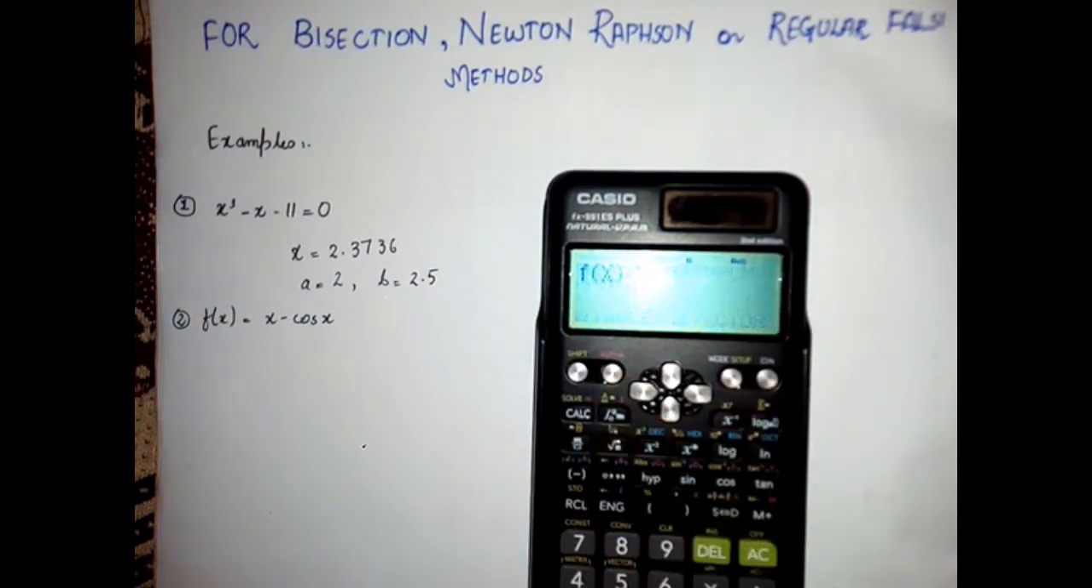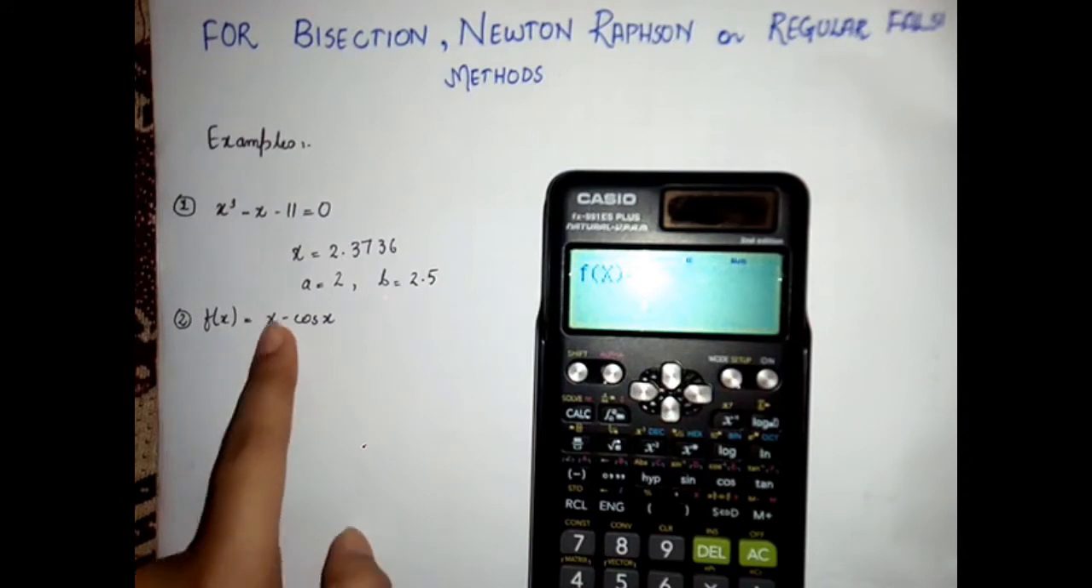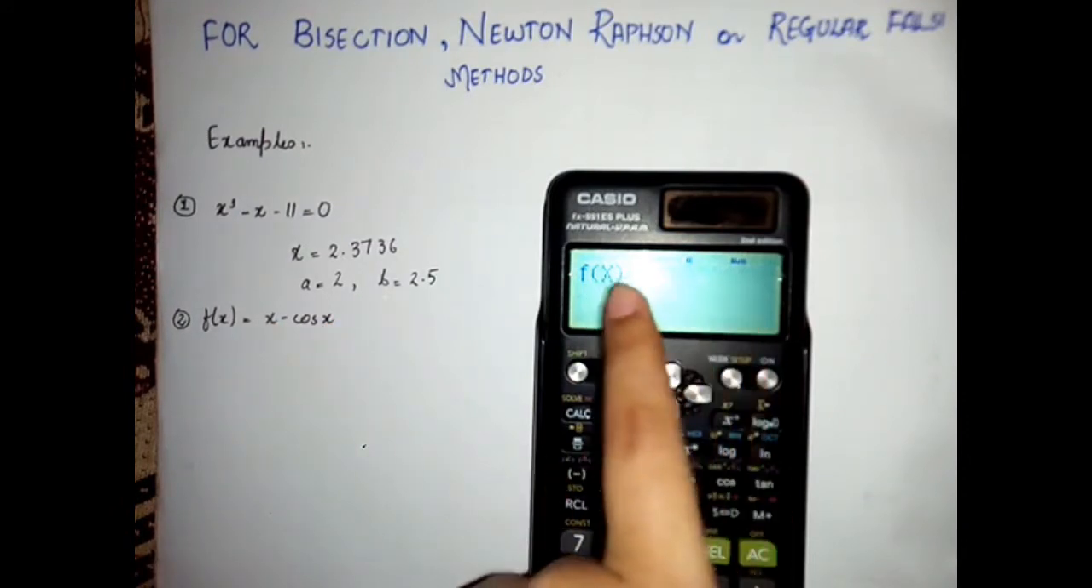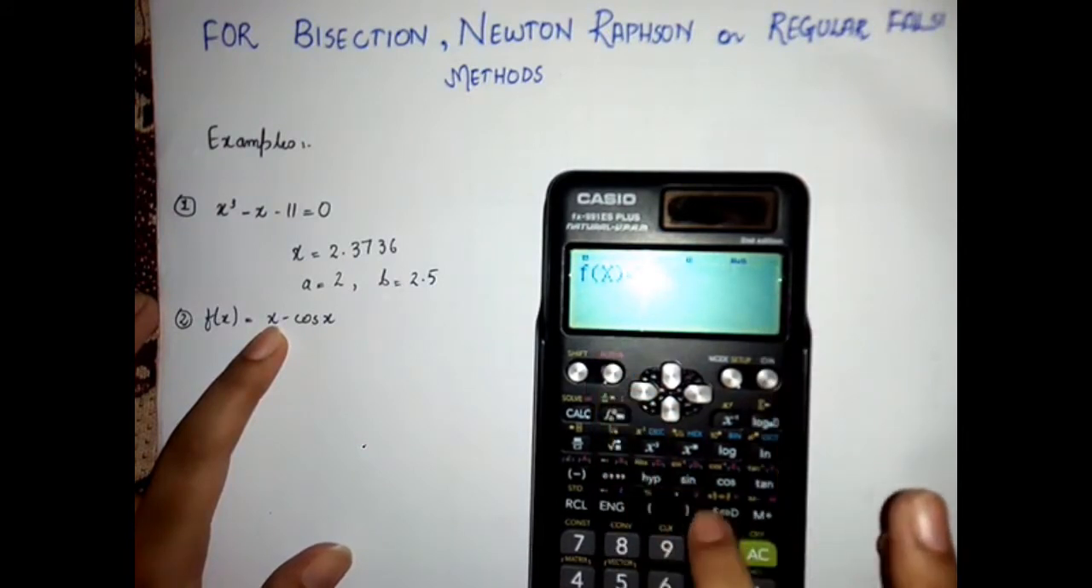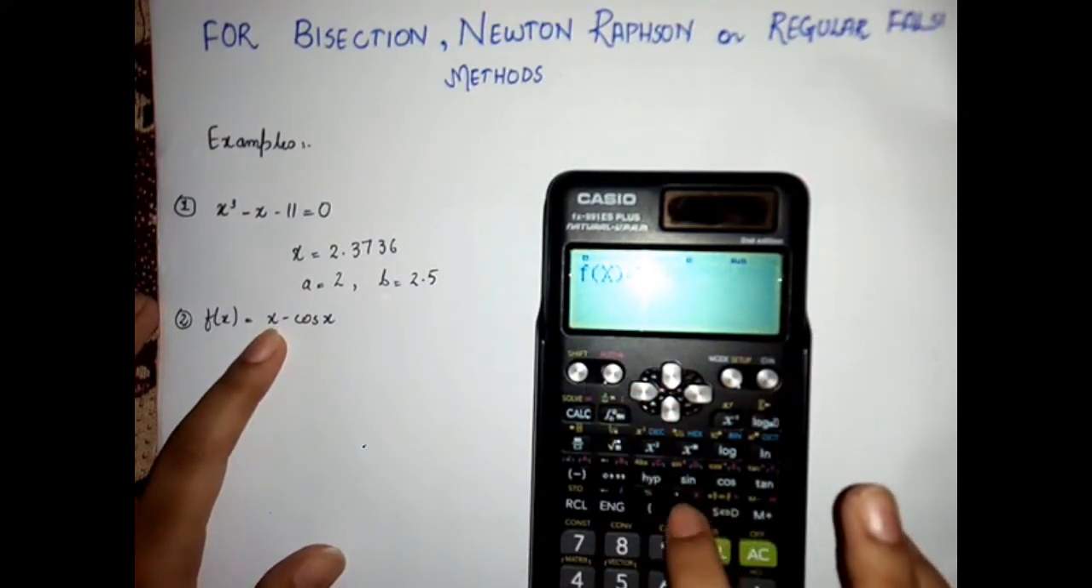I'm selecting it. Now here I am having function of x. Here I have to write this complete equation in the calculator. I am writing it down. X will come from alpha, and here I am having the option of x. So I am clicking it.